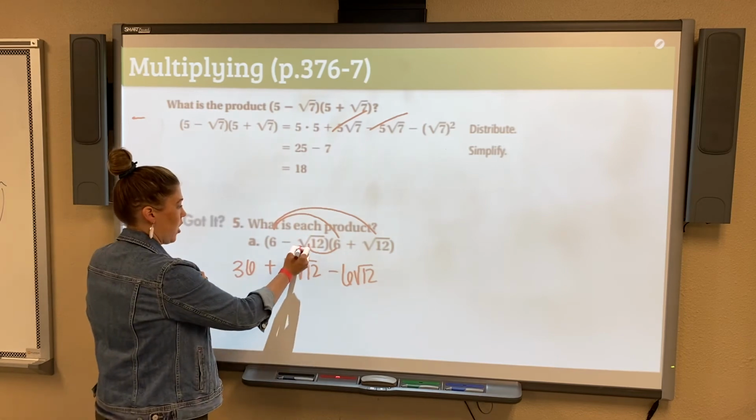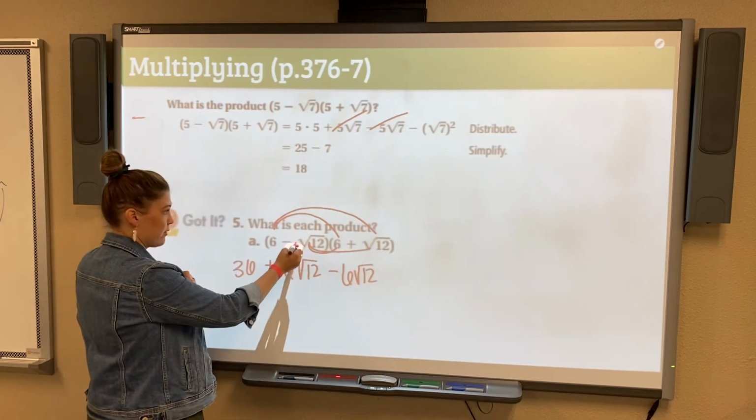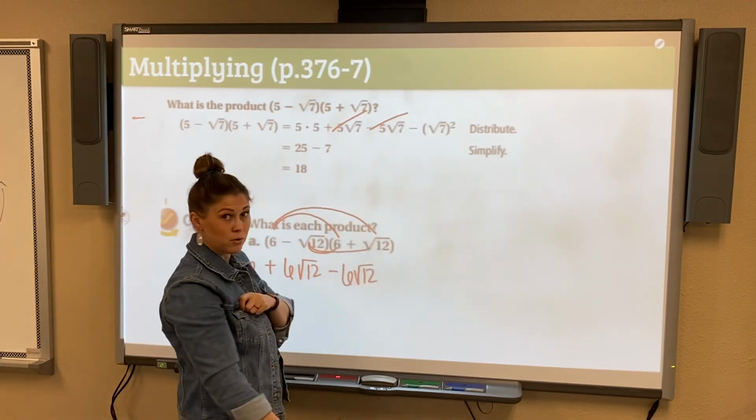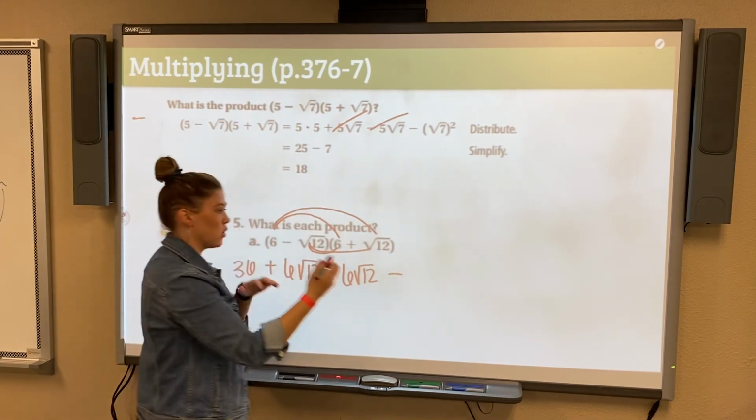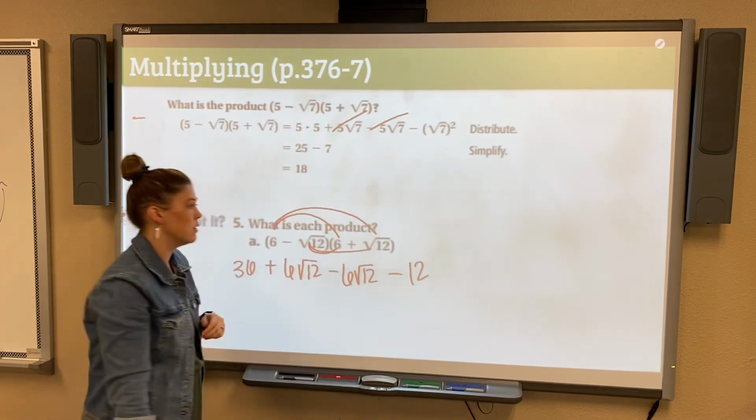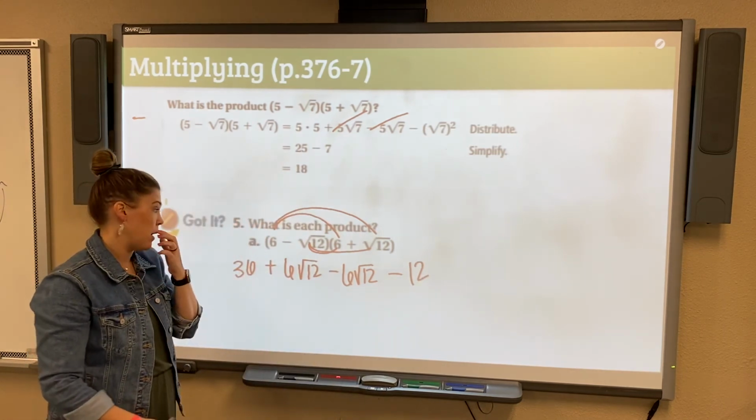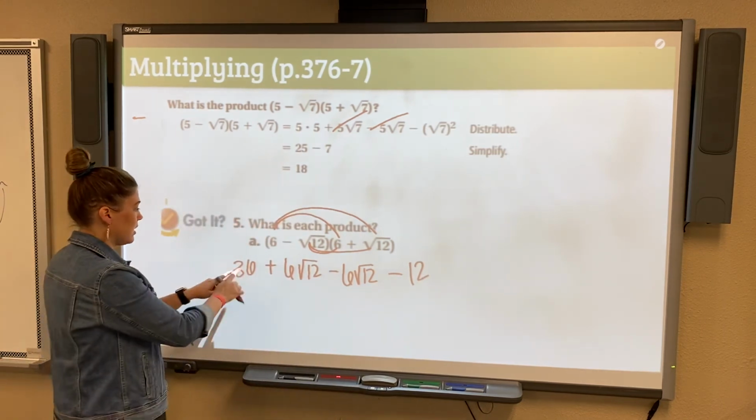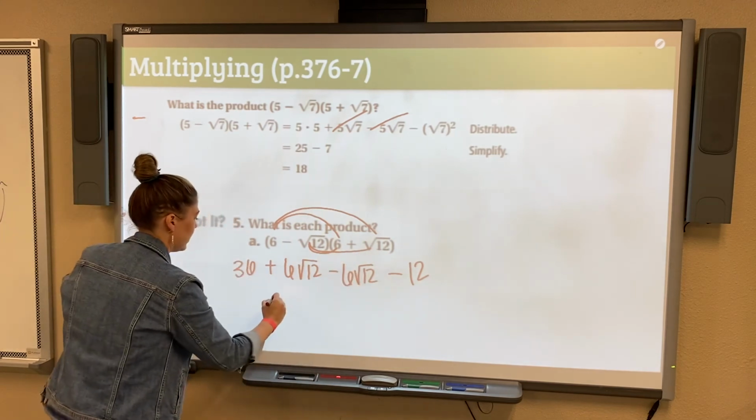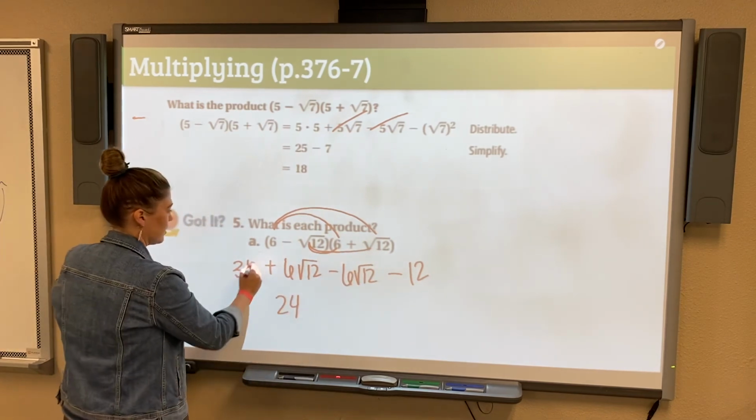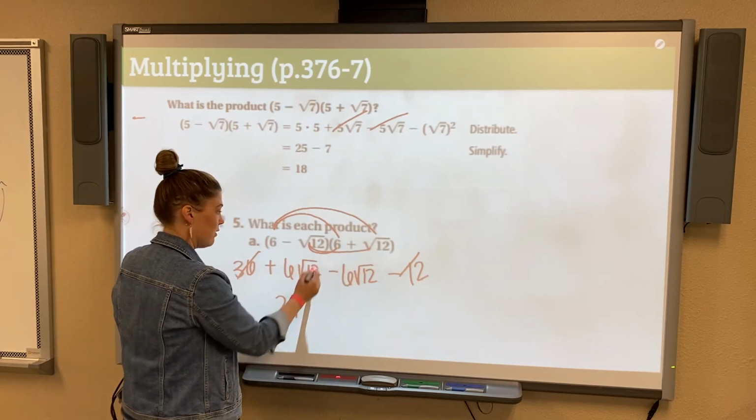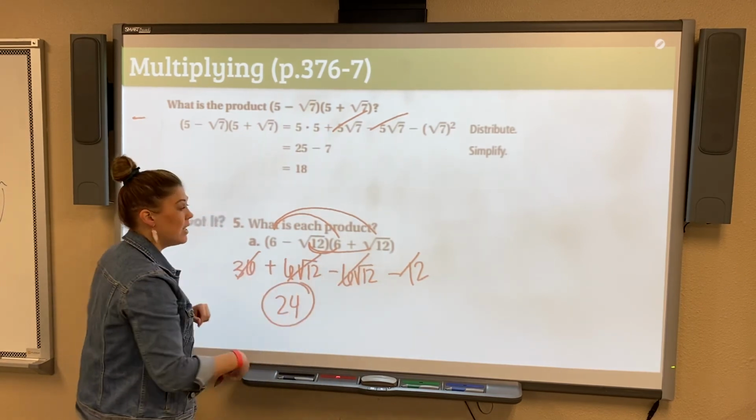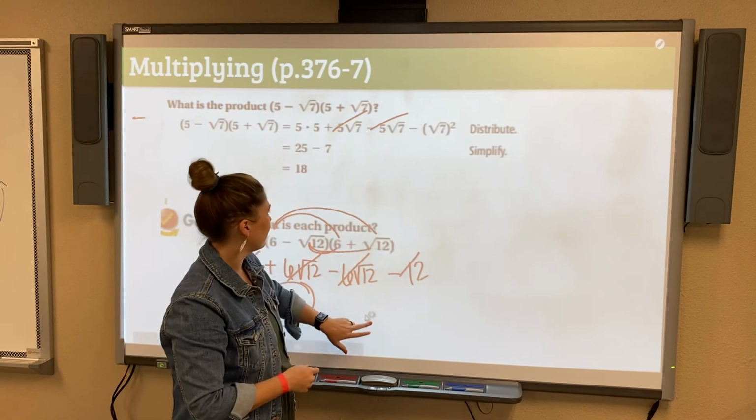And lastly, we do our negative root 12 times a positive root 12 would be a negative. Root 12 times root 12, roots cancel, so we just have a positive 12. Okay, now we can simplify our like terms. So 36 minus 12 is 24. Cancel, cancel. And then positive 6 root 12 and minus 6 root 12, those also cancel. So 24 is just our answer. Okay, and I think that's it.